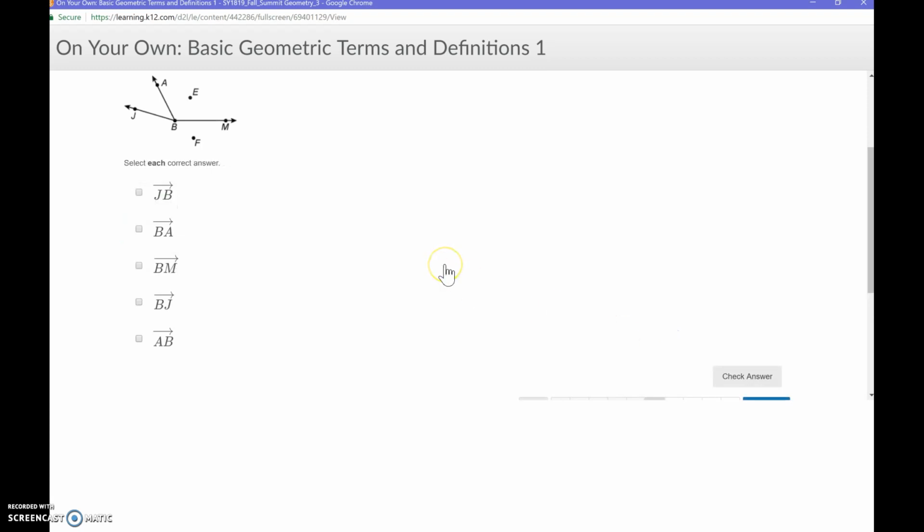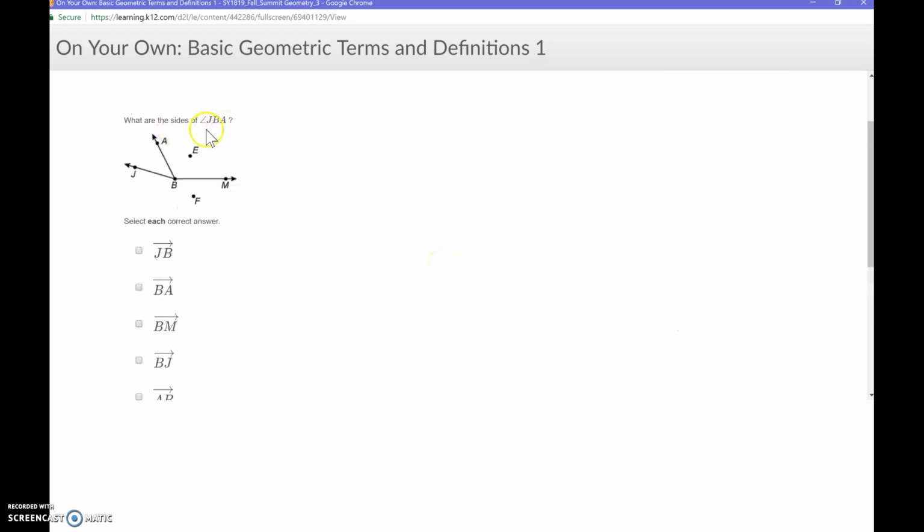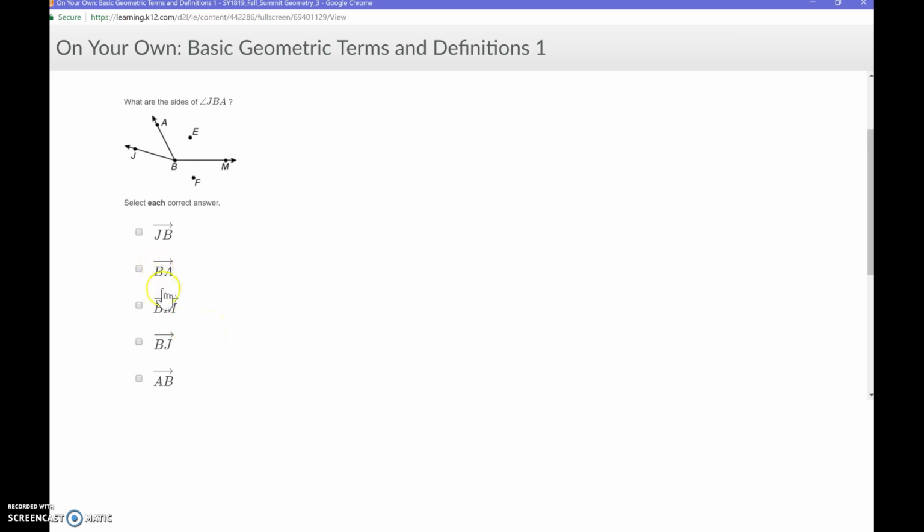Let's try another one. What are the sides of angle JBA? The sides are the rays. So JBA is this small angle here. The sides are the rays, and they're going to share the same endpoint. So we have to look at the ones that have B as the endpoint, so we can eliminate this first one and the last one.